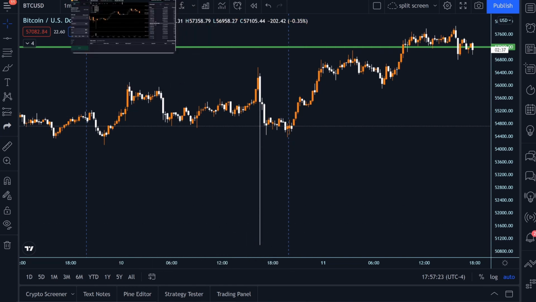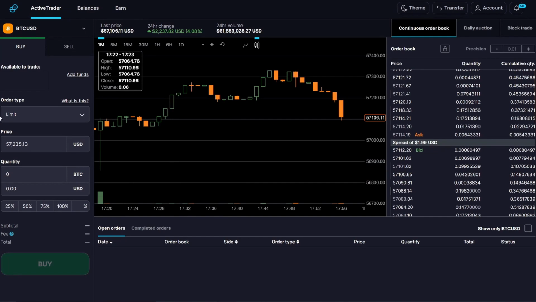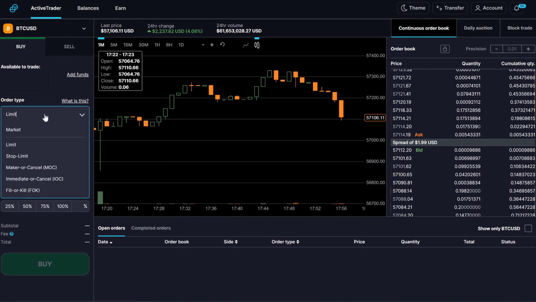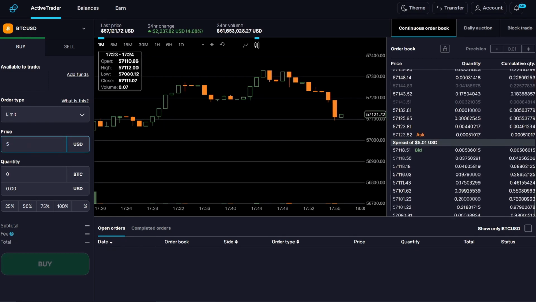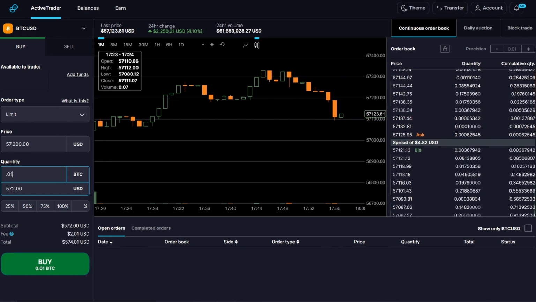So let's jump back to Gemini. So right here, here's our limit order, right? So if we hit limit, price is at 57,000. We could change this. So we'd do 57,200. That's what we want to be filled for. And then quantity, you could do whatever. 1 Bitcoin, 0.01, whatever it might be.